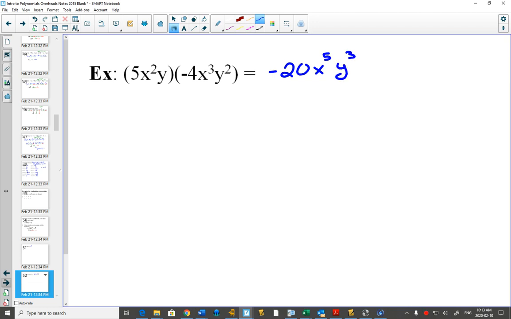Perfect. So multiplying monomials, those are the 2 main things you've got to remember. I need to multiply my numbers together. I need to multiply my variables together. But in multiplying your numbers together, that reminds you of some of the stuff that we did before with positives and negatives. When multiplying the variables together, that reminds you of some of the stuff that we did in our exponents unit.